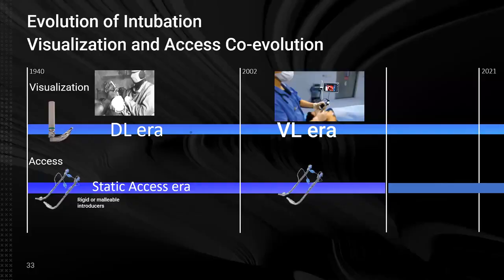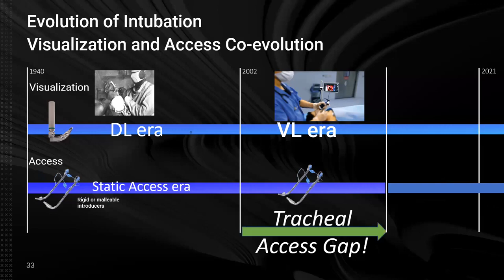So back to our evolution and coevolution table here. Tracheal access gap, static access era has gone on too long.